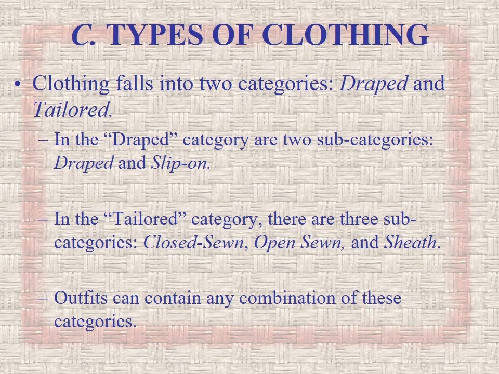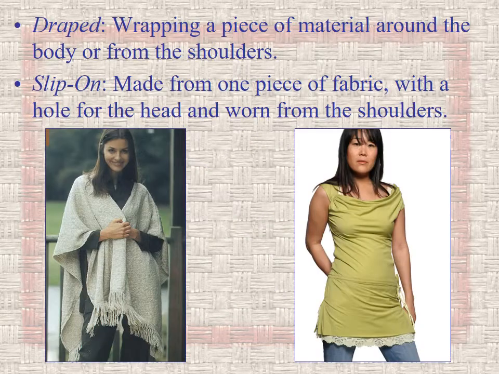Now, clothing itself actually falls into 2 simple categories: draped and tailored. Draped has a couple of subcategories: draped and slip-on. Tailored has 3: close-sewn, open-sewn, and sheath. And outfits can be any combination of these. Let's look at these in depth, shall we?